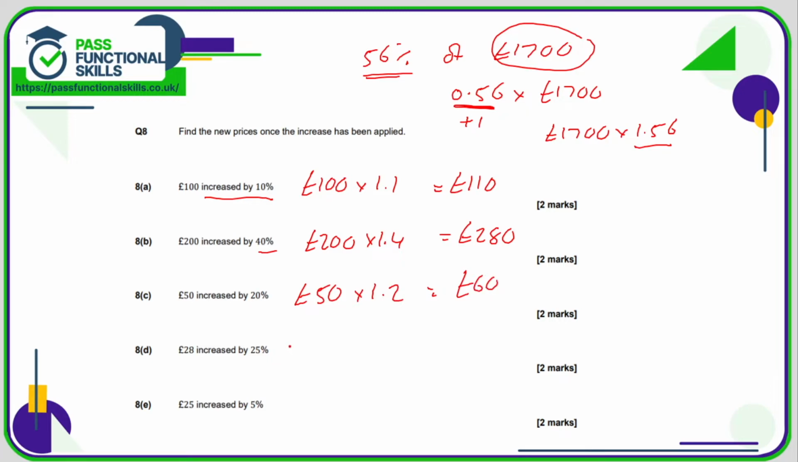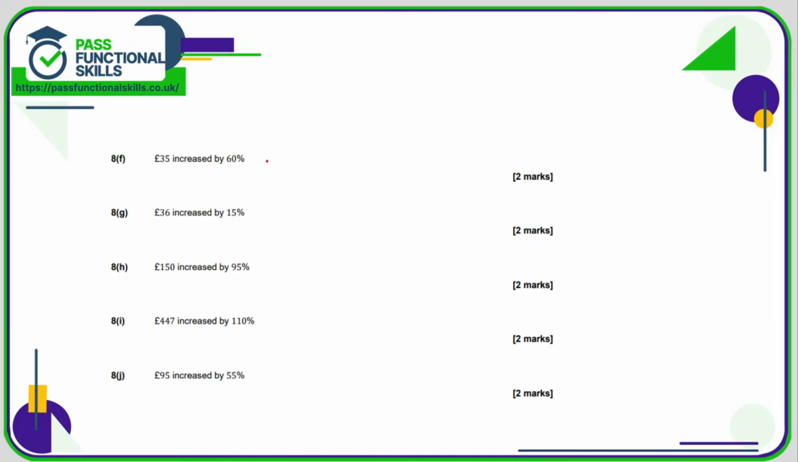25%, the multiplier is 0.25, so for an increase it's going to be 1.25, and 28 multiplied by 1.25 comes to £35. Multiplier for 5%, we need to be careful here, is 0.05, so the multiplier for the increase is going to be 1.05, and 25 multiplied by 1.05 is £26 and 25 pence. Multiplier for 60% is 0.6, so here we're going to multiply by 1.6, and 35 times 1.6 comes to £56.